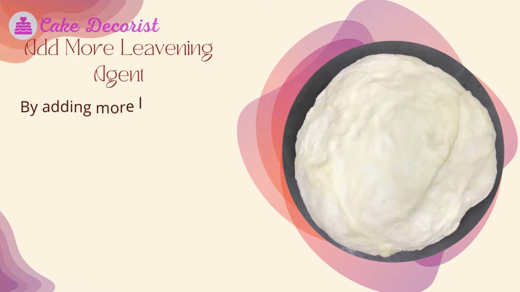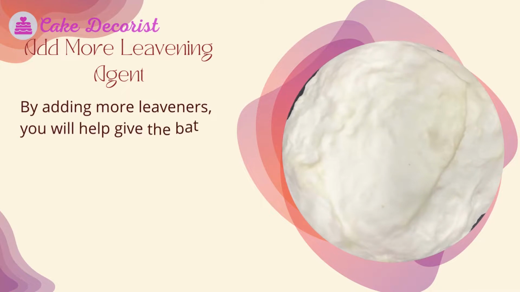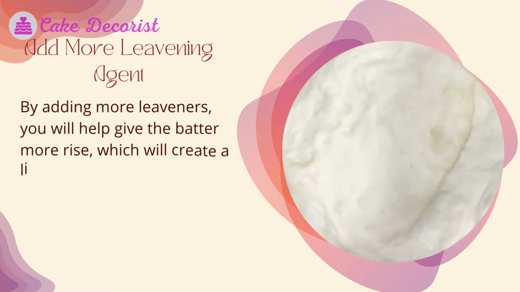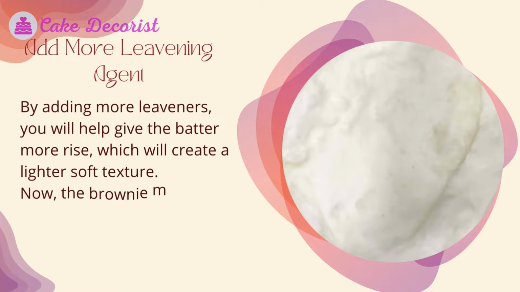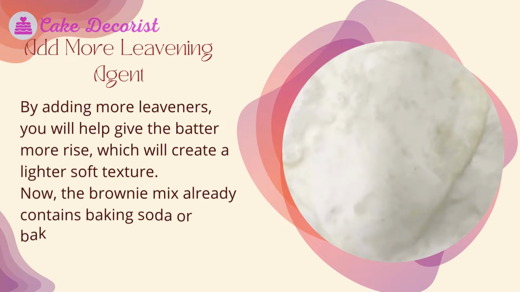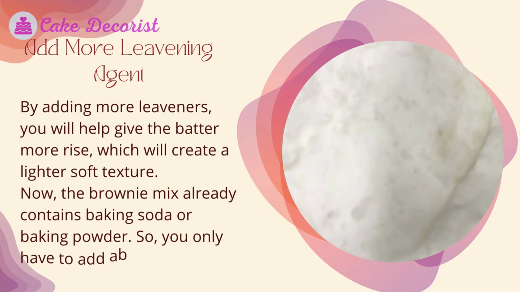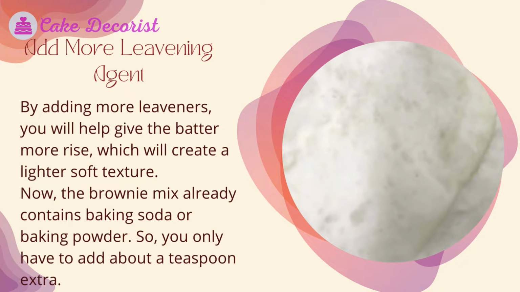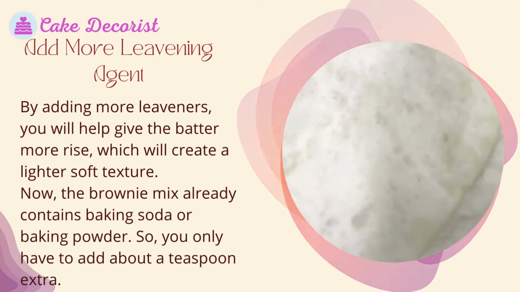Add more leavening agent. By adding more leaveners, you will help give the batter more rise, which will create a lighter, soft texture. Now, the brownie mix already contains baking soda or baking powder. So, you only have to add about a teaspoon extra.